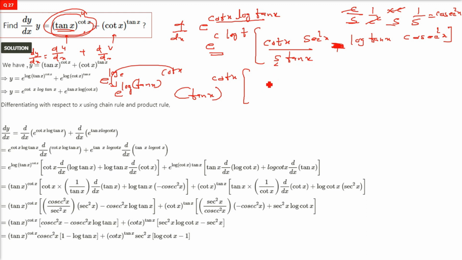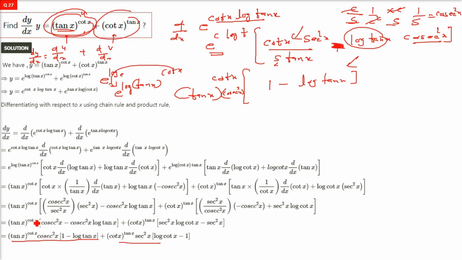and since cosec square is in both terms, the first term and the second term, we'll take cosec square common from here. So I'm taking cosec square common. We are left with 1 here minus log 10x. So what do we get? The first part is this only. And the second part which we are going to do has to be added to this first part.